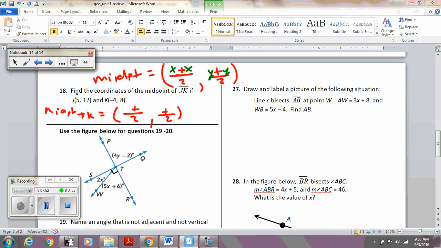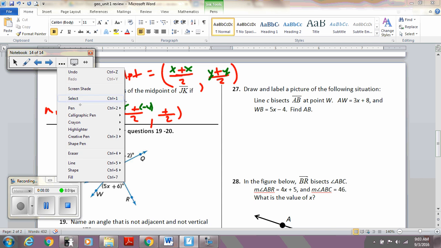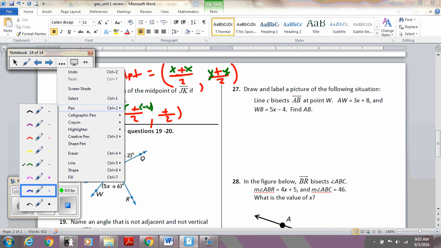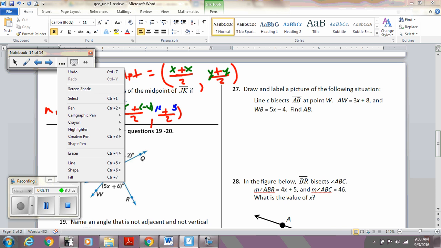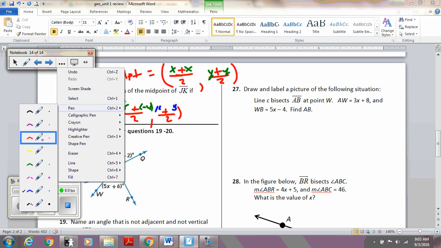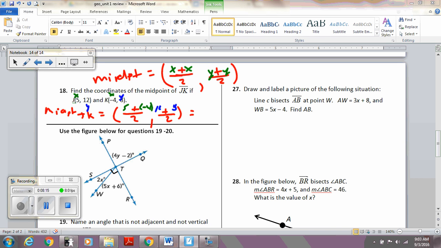So my x's are 5 and -4. And my y's are 12 and 8. And then we're going to do this one without a calculator, but in order to do it in the calculator, you would have to do each fraction and hit enter individually, not all at once.